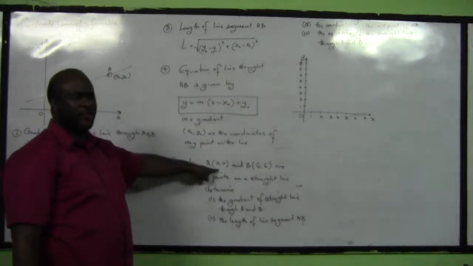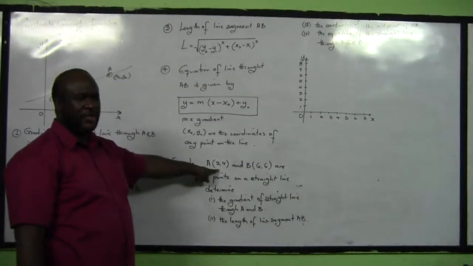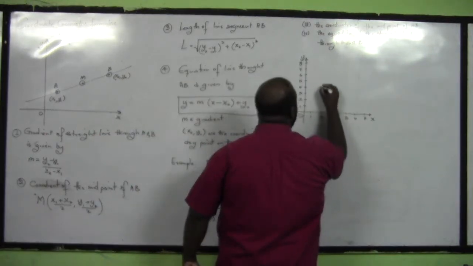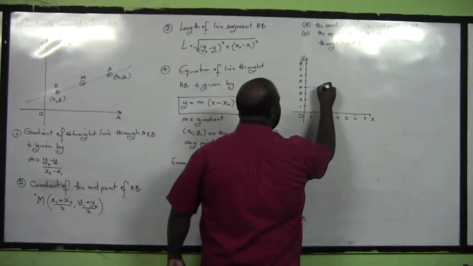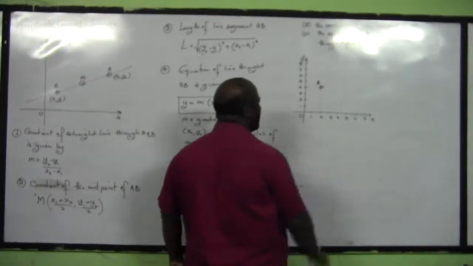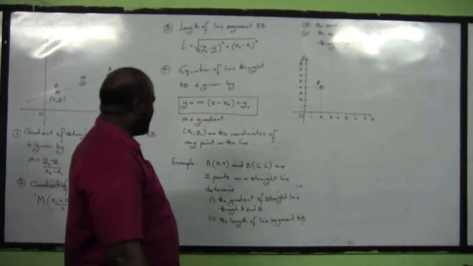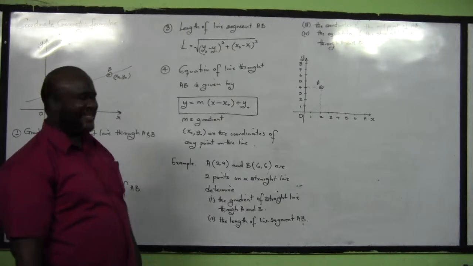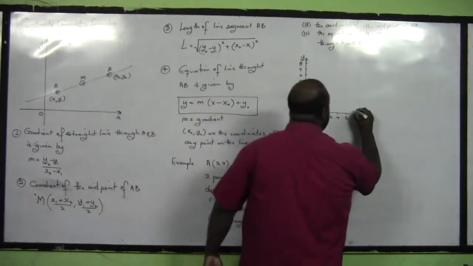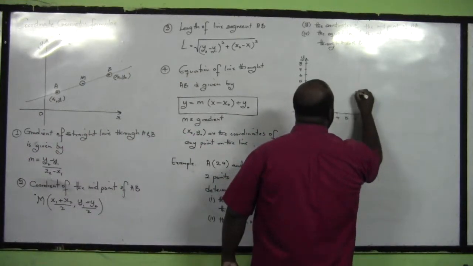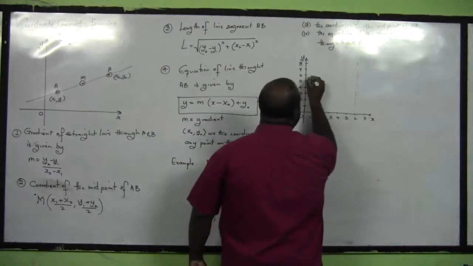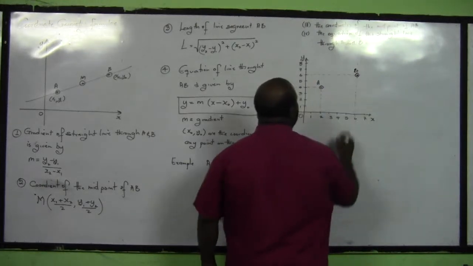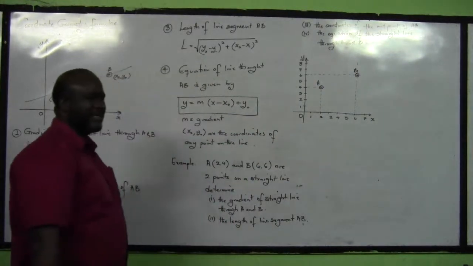Alright, let's put up A. A is the point 2, 4. So 2 is vertical, 4 horizontal. This is the point A. B is the point 6, 6. So the first 6 is vertical, and the second 6 is horizontal. This is the point B.